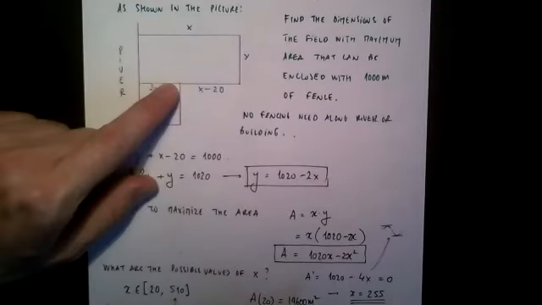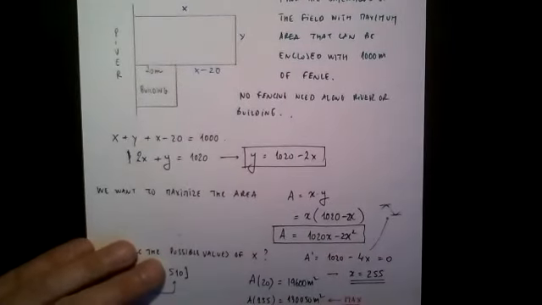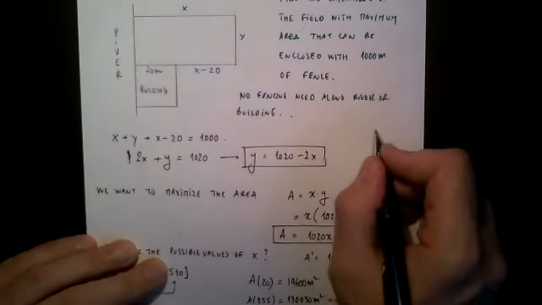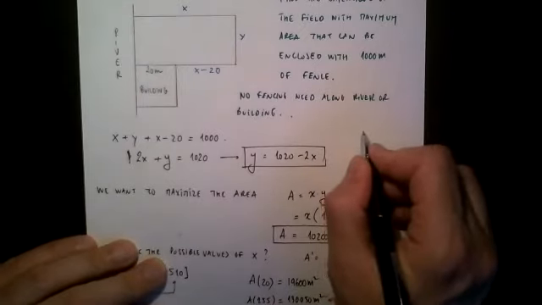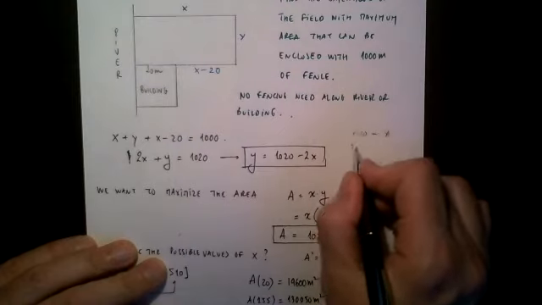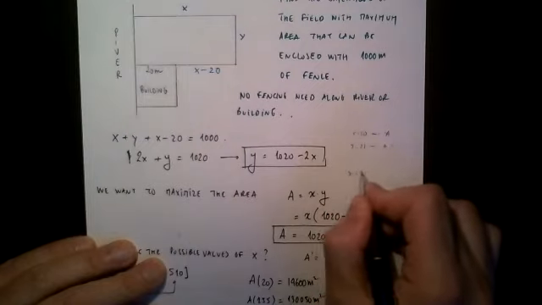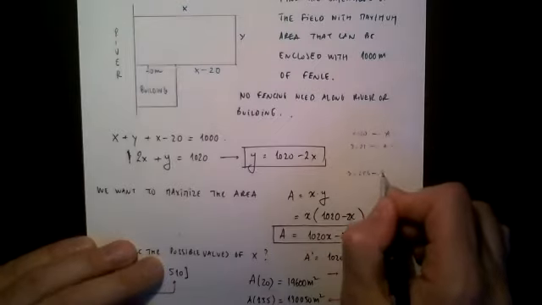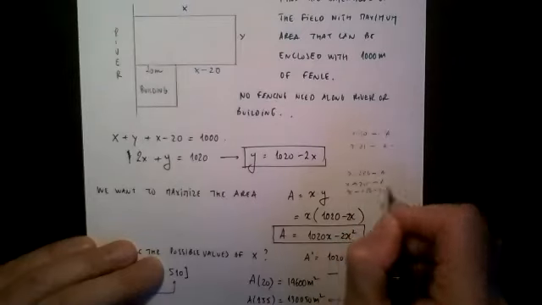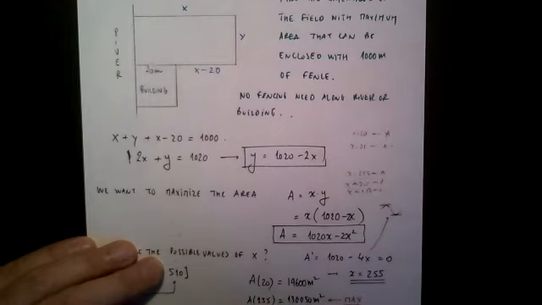Do you understand? Yeah. So if you were to do it without derivatives, you would say: x is 20, what's the area? X is 21, what's the area? And so on. X is 250, 254, what's the area? X is 255, what's the area? X is 256, what's the area? And then you will see that at 255 it stops increasing and starts decreasing again.